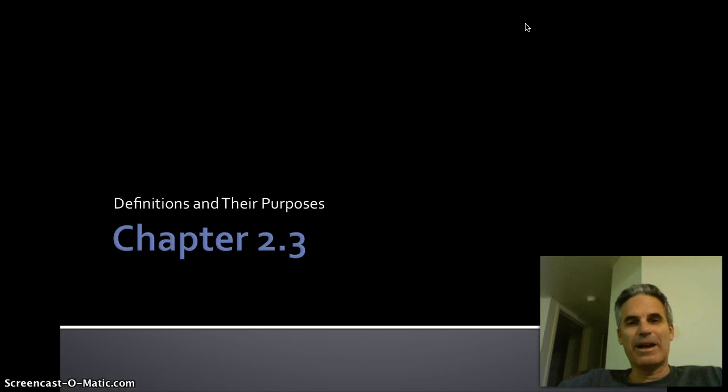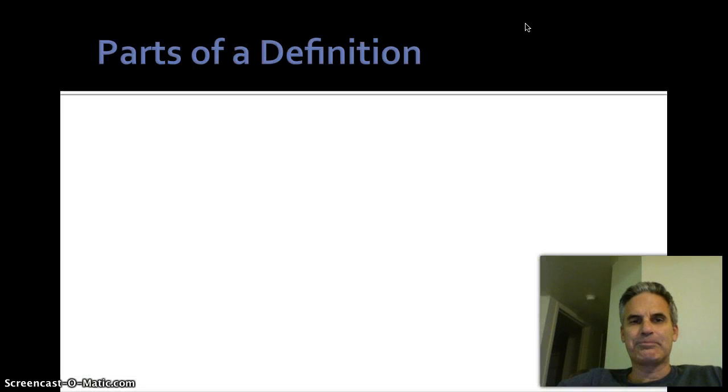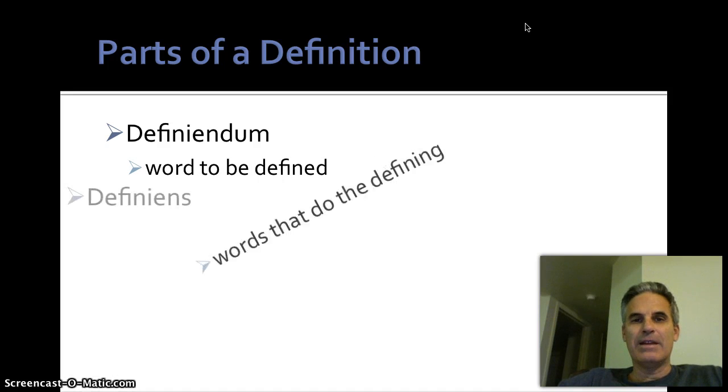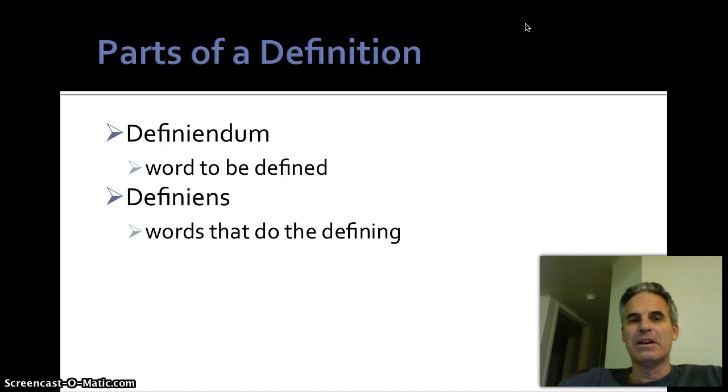Nonetheless, we are now on chapter 2.3, which is where we're going to talk about the purposes of definitions. Different definitions are constructed for different reasons, and so we want to look at these and be able to distinguish between them. First, in order to do this, we want to talk about the parts of a definition. A definition actually has two parts. The first part is the definiendum, which is the word that we're going to define. Then we have the definiens, which are the words that do the defining.